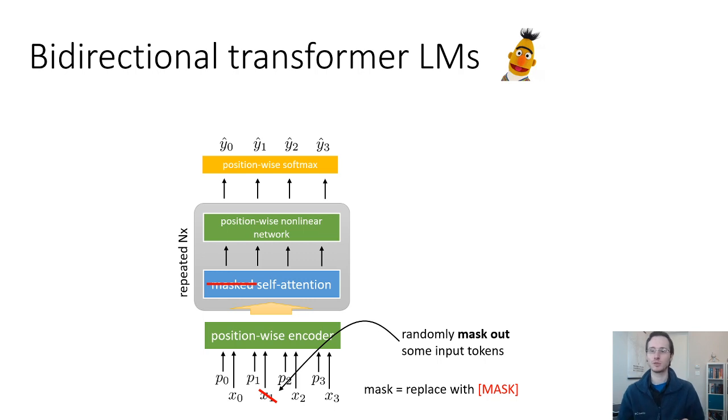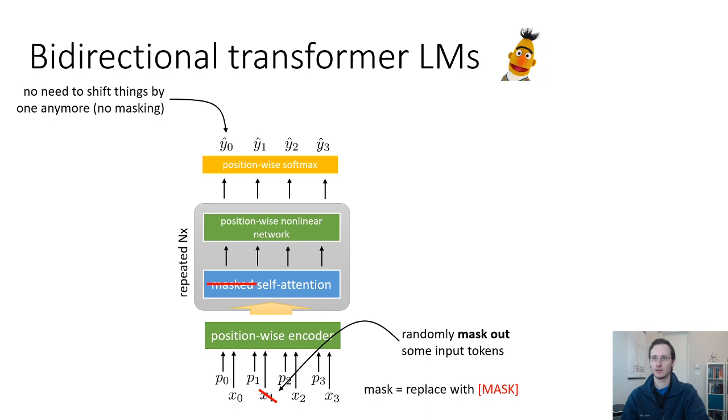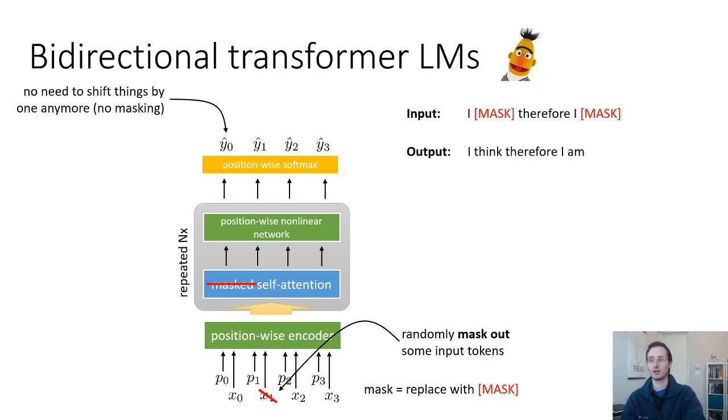So it essentially forces the transformer to solve a kind of fill-in-the-blanks task. There's no need to shift anymore at the top, and there's no masking. An example of a problem this transformer needs to solve: it gets an input, "I mask, therefore I mask," and it has to predict what words go into those slots, and the correct output is "I think, therefore I am." The intuition is that if the transformer can learn to fill in the masked words, it has to really learn something about the meaning of the words.